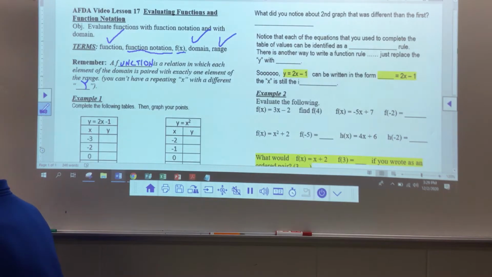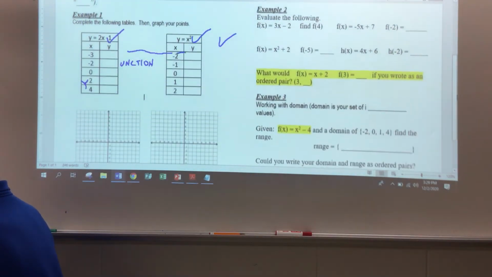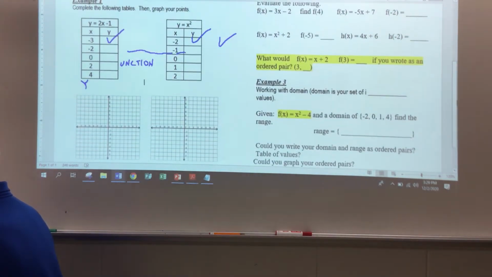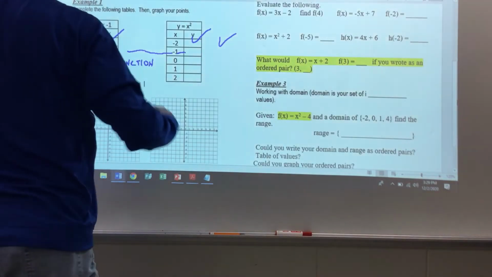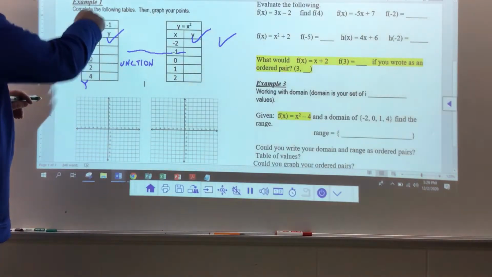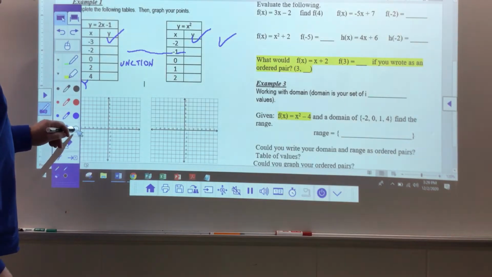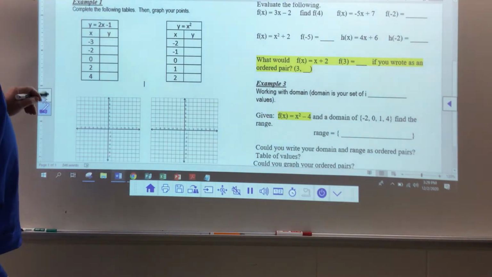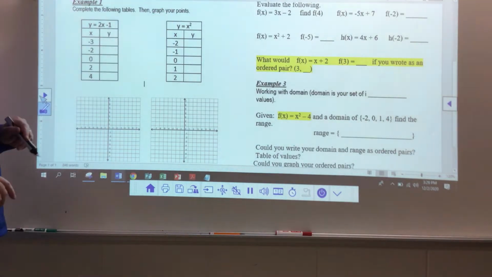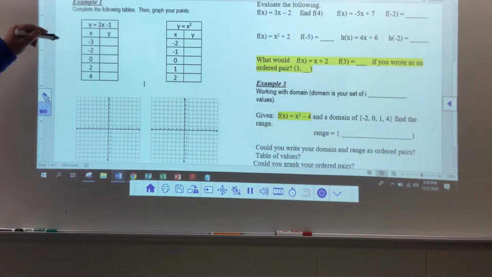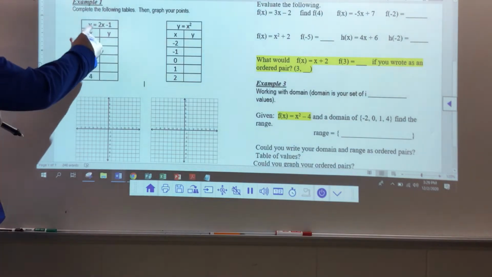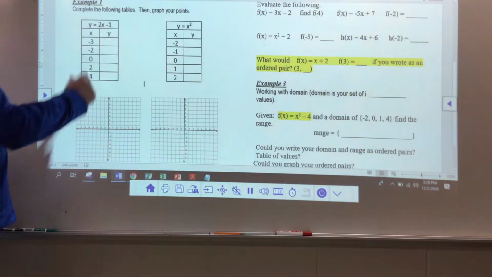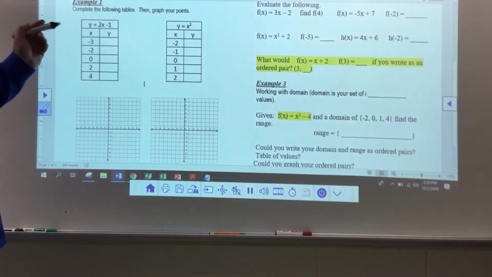Let me slide down here and see what we have in example 1. Example 1 says compare the following tables and then graph your points, or rather, complete the following table. So we have this function rule, if you will, y is equal to 2x minus 1. So all we have to do is input these in here.